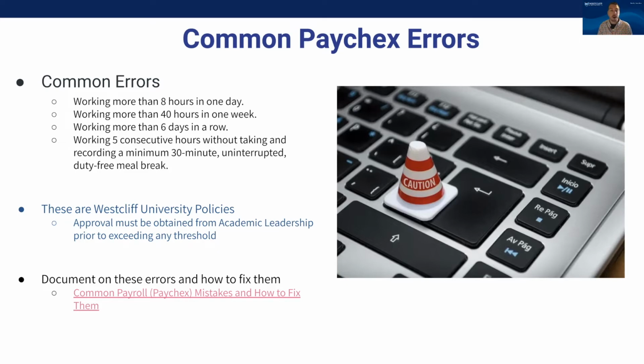Finally, the last payroll error is working 5 consecutive hours without taking and recording a minimum of a 30-minute uninterrupted duty-free meal break. Again, this is just like taking a lunch. If you work 5 hours, you must stop at the 5-hour mark and take a 30-minute lunch break. That is university policy. If you take that 30-minute lunch break and then come back after that 30 minutes, you must record that you took a 30-minute break in Paychecks during that time. Also, then making sure you don't work more than 8 hours in any one given day.